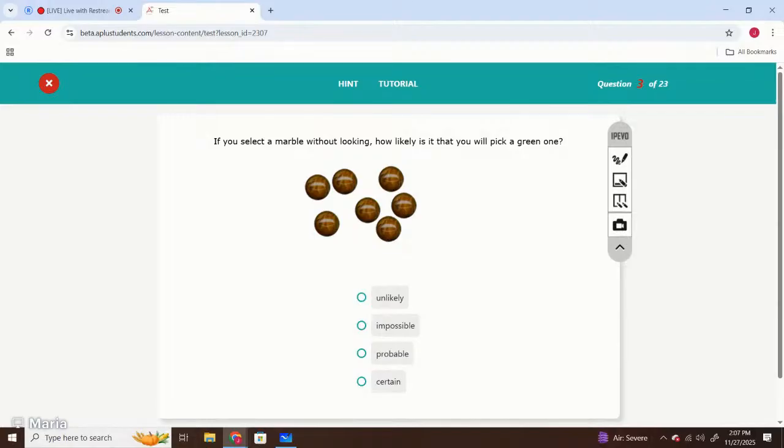No, we don't have any green marble here. So it is impossible, very good, to select the green marble because we do not have any. How can we select the green? So impossible it is. Very good.